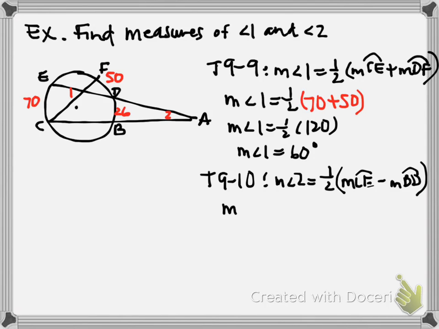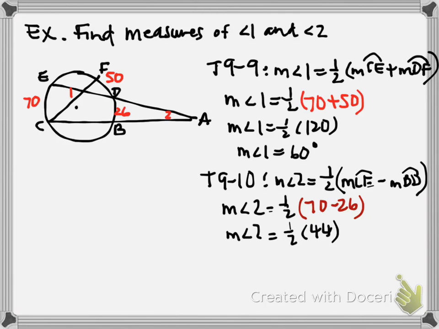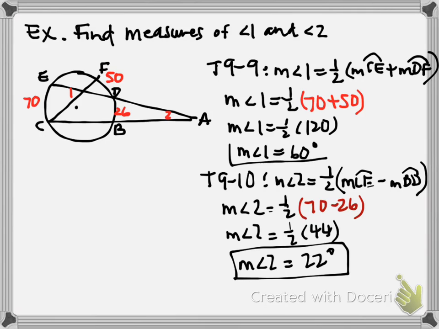So we get the measure of angle 2 is equal to 1/2, and then inside of this parentheses we've got the difference of 70 minus 26. So we get the measure of angle 2 equals 1/2 of 44. And we get the measure of angle 2 equals 22 degrees. So both theorems in play in one problem. So that kind of gives you a hint of what your problems are going to look like. And you're probably thinking, thank goodness I have a week to look at this. Okay.